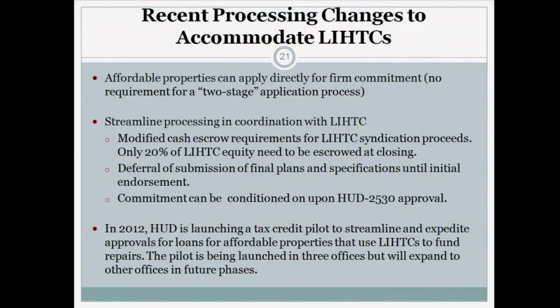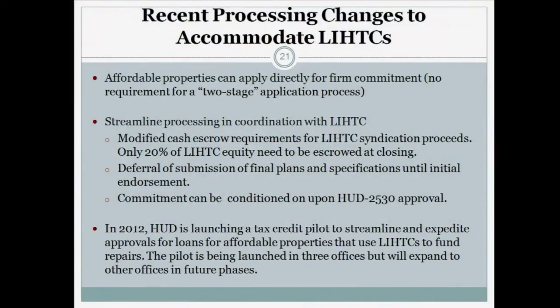There have been some recent processing changes to accommodate tax credits. Again, and we talked about this for a second, the affordable properties can apply directly for a firm commitment in the 221D4 program. Streamlined processing and coordination with tax credits. This is about streamlined processing with FHA products within tax credits. There are modified cash escrow requirements for syndication proceeds. Only 20% of tax credit equity needs to be escrowed at closing. So these are changes from a prior way it used to be that favor, if you knew what the prior way was, you'd see how these favor tax credit programs or favorable changes.